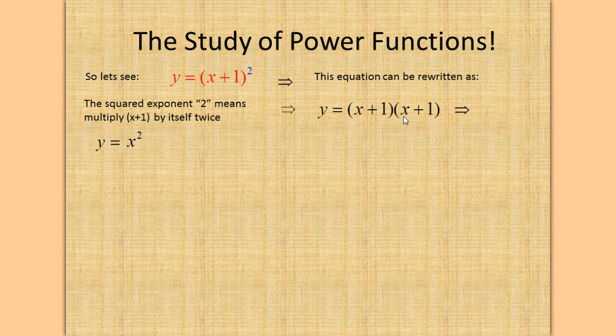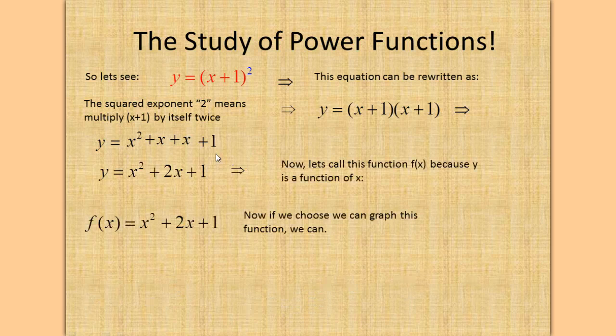You say x times x is x squared. X times 1 is x. 1 times x is x. And 1 times 1 is 1. Okay. Then now let's call this function f of x, because y is a function of x. And I'm really calling it f of x because we're moving forward into the binomial theorem. So function f of x means that y is a function of x, okay?